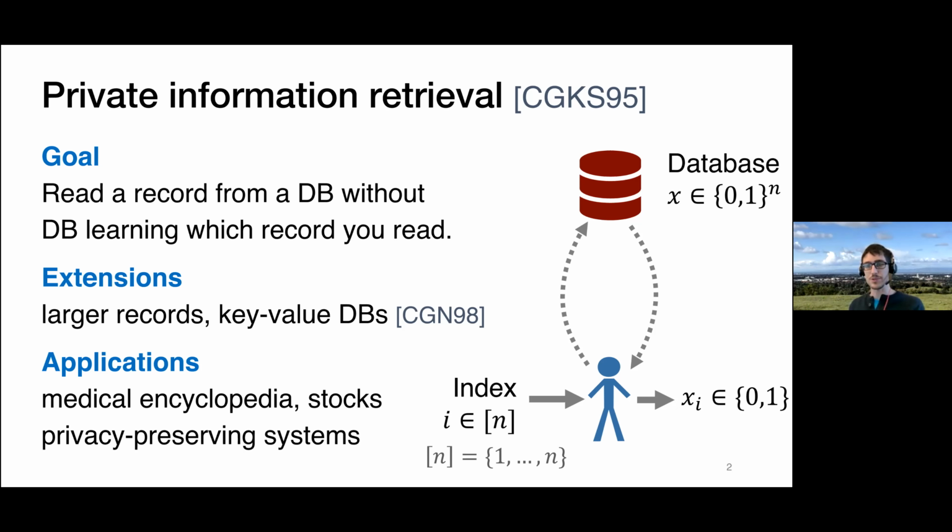Private information retrieval is useful for applications where the user's query contains some sensitive information. For example, a patient that wants to query a medical encyclopedia might want to avoid revealing his exact disease to the database operator, or a user's query to a database of stock prices might contain some sensitive information about the user's financial interests. Moreover, PIR is also used as a building block in larger privacy-preserving systems, and I will give an example of one such system in the second part of my talk.